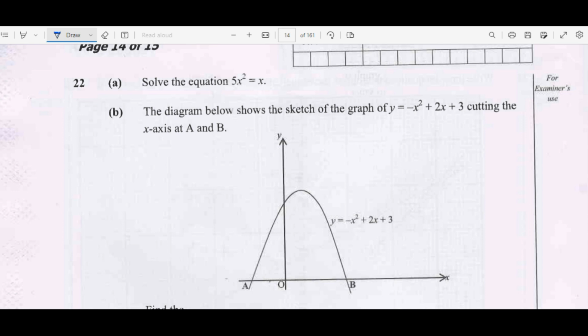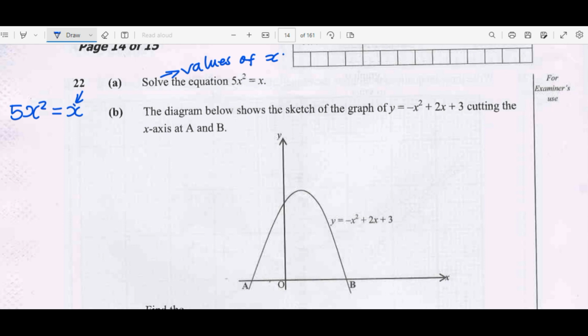Solve the equation 5x squared is equal to x. Now, to solve simply means to find the values of x. So we are trying to find the values of x. Now, looking at our equation, we have 5x squared is equal to x. So we need to make sure that this right side must have a 0. So how can we do this?